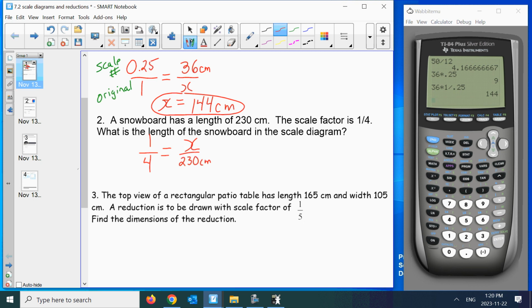Now, I use the same phrase that pays: cross multiply, divide by the lower. In this case, the cross diagonal numbers, 1 times 230. The lower is always diagonally across from the variable. Divide by 4. So it's really 230 times 1, divide by 4.